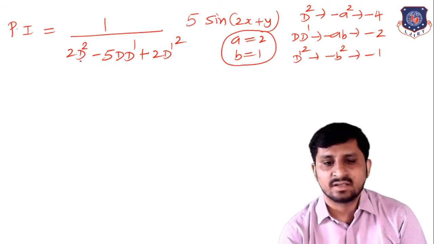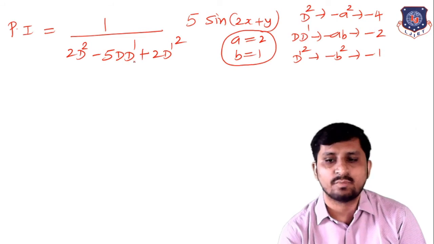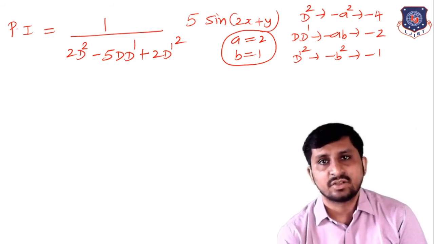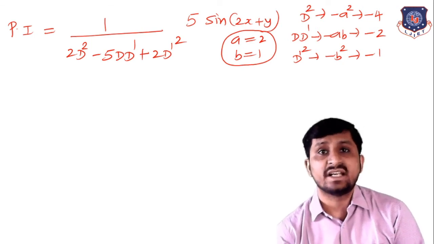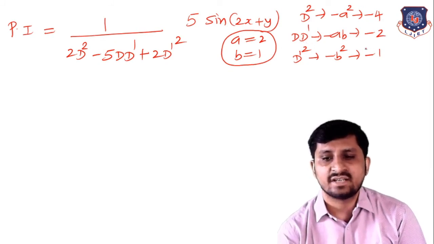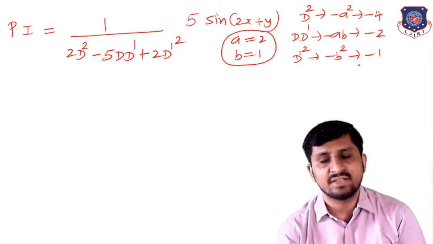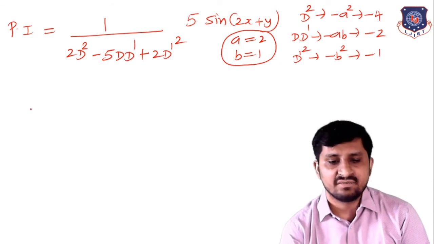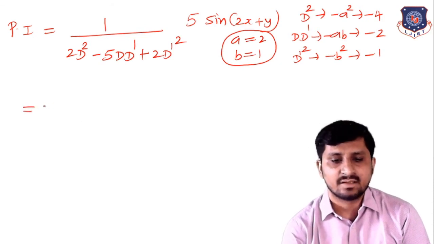Instead of D dash square, when we take minus 1, this last term becomes minus 2. Now try to remember, this is minus 8 minus 2, minus 10. And when we take D into D dash equal to minus 2, the middle term becomes plus 10. So that's why the denominator becomes 0. I hope you can understand. When we take all these three values, minus 4, minus 2 and minus 1, definitely your denominator becomes 0. So that's why we have to multiply with x, right?